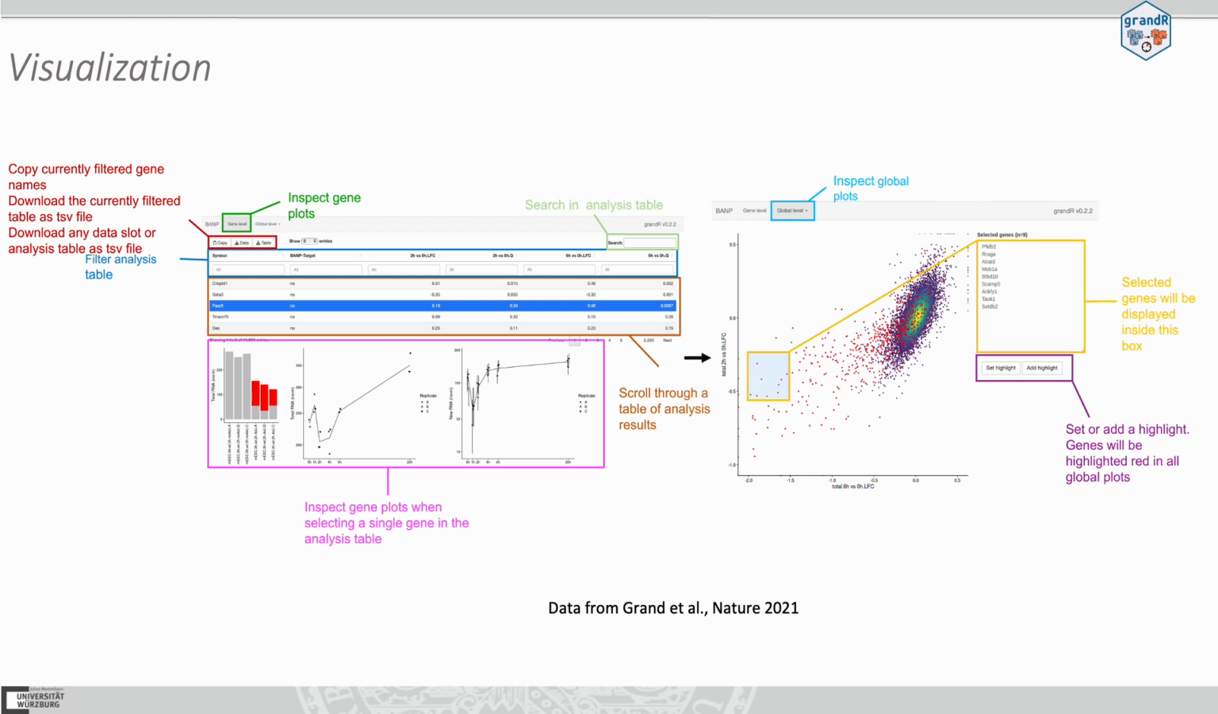In the global level, we can load several global plots. In those global plots, we can select genes that will then appear in the right-hand box. We can set a highlight, and the highlighted genes will then be red in all global plots. Also, we can use genes identified here, of course, then on the single gene level and vice versa. In general, this is a really handy tool for collaborating with other labs, sharing data, and just for intuitive data analysis.